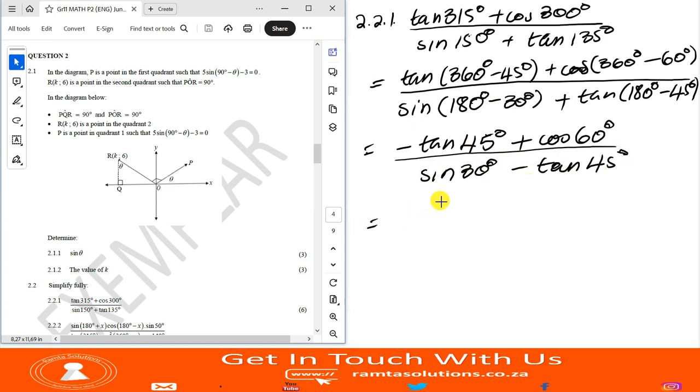What we know is that tan 45 is 1. Cos 60 is half. Sine 30 degrees is half.